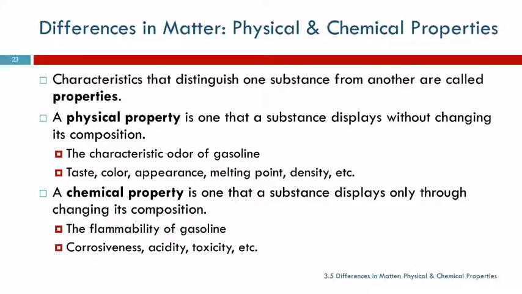There are obviously differences in matter, and the characteristics that help us to tell one kind of matter from another are called properties. We can categorize the properties. There are physical properties and there are chemical properties. A physical property is one that a substance can display without changing its composition or what it is.